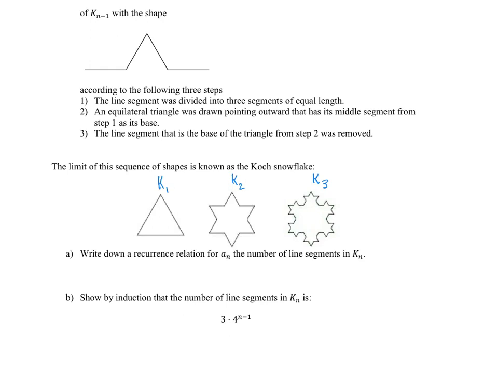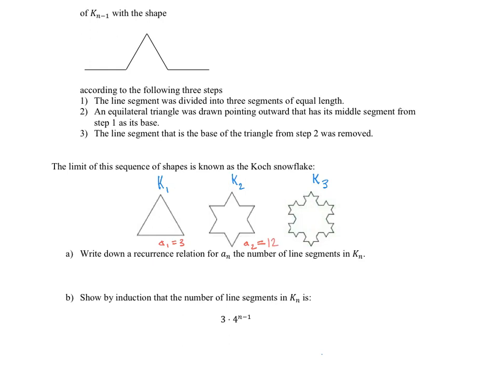So our first job for this problem is to write down a recurrence relation for A_n that will represent the number of line segments in K_n. So to start us off, A_1 is 3. Right? So in this picture, there are 3 line segments. In the next picture, A_2 is 12.